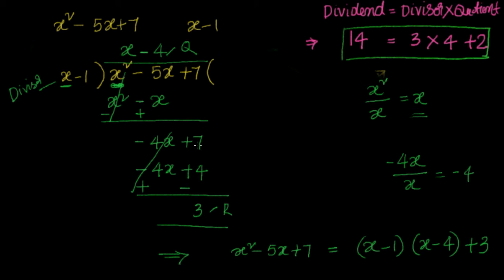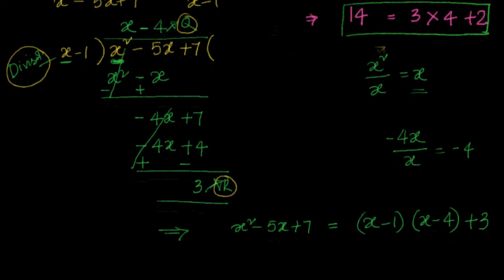Then I see that I have minus 4x plus 7 here and x here, so both of the degrees are equal. If I divide minus 4x by x, I get minus 4. So I put minus 4 here and I multiply with x minus 1. Then I cancel it out to get the remainder. So now you can see that I can write x square minus 5x plus 7 equal to x minus 1 into x minus 4 plus 3.